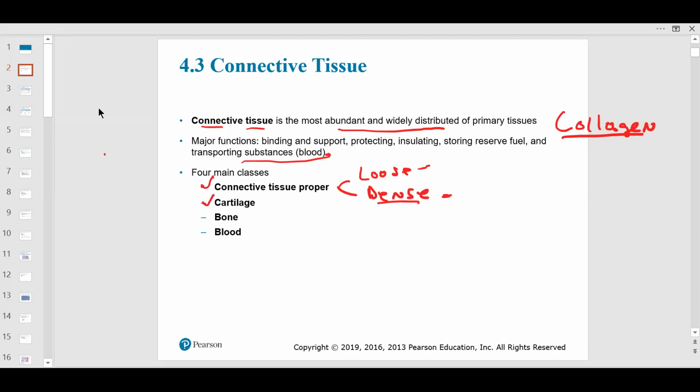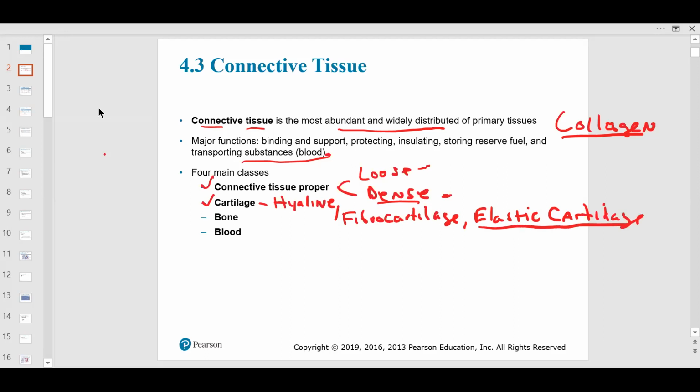So here's the specialized ones. Cartilage, remember the cartilage? Remember my favorite, hyaline? And then there is the fibrocartilage. And then there's the elastic cartilage. Remember that one? The epiglottis. So remember, there's a difference between elastic connective tissue and elastic cartilage. I mean, elastic cartilage, of course, has elastic connective tissue in it, but there's only three places.